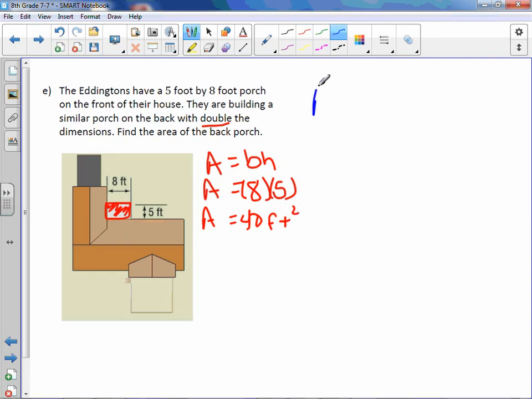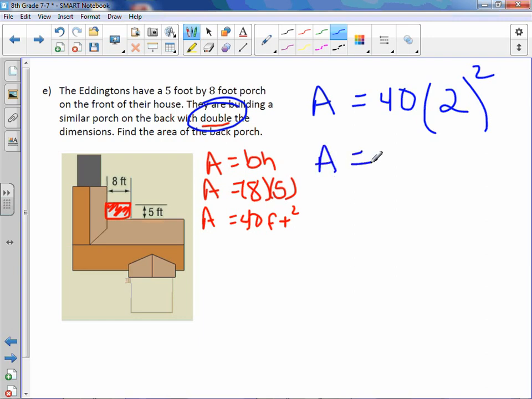So to find the area of the new figure, area equals, we take the area of the old, and we're going to multiply it by the scale factor squared. So we need to know the scale factor. Well, it tells us right here it's double the size, so our scale factor is 2. Area equals 40 times 2 squared, which is 160, and it's square feet because it's area.